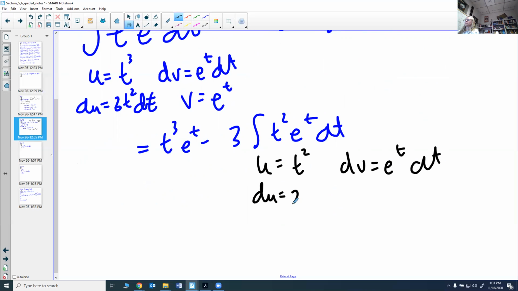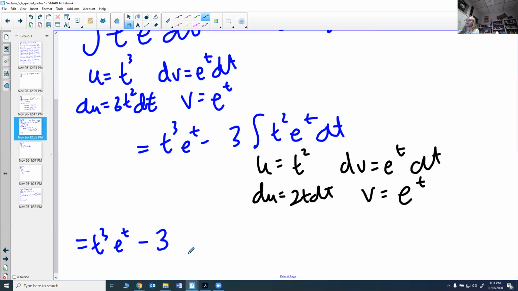Du, therefore, is 2t dt. dv, the integral of that is v. The integral of e to the t is e to the t. So we still have that t cubed e to the t there. That's not what we're dealing with. That was just an answer. We didn't need to do that. That was a function without an integral.